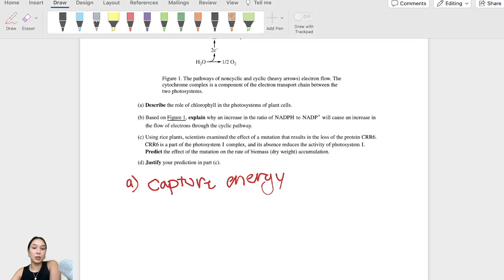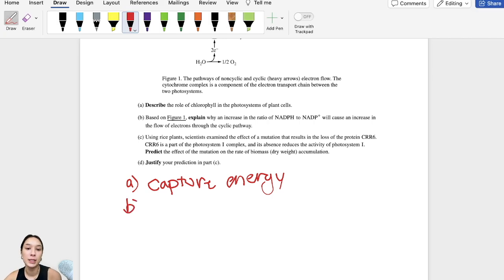You could also mention the fact that it receives electrons from the electron transport chain, or helps transfer electrons, or receives electrons from water. Those are a little bit more specific to the steps. But the most basic thing that I would suggest would just say that it captures energy or captures light. Okay, so that one's pretty straightforward. And then B says, based on figure 1, explain why an increase in the ratio of NADPH to NADP plus will cause an increase of the flow of electrons through the cyclic pathway.